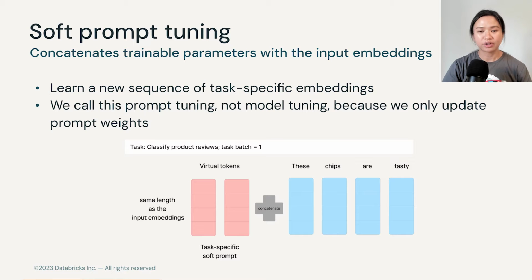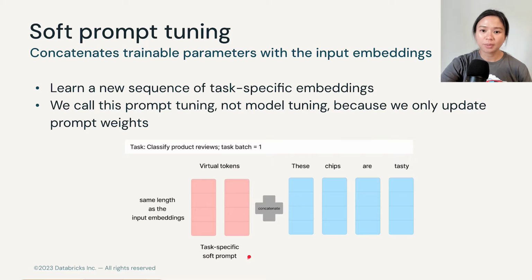Take a look at the graphic over here where I have text inputs, so we often call this text embeddings. These chips are tasty. But soft prompt means that we are now adding virtual tokens. And we'll talk a little bit more about virtual tokens in the next slide as well. But for now, just know that these virtual tokens are task specific. So whenever I mention soft prompt, you should immediately think of soft prompt as virtual tokens, and they are synonymous.